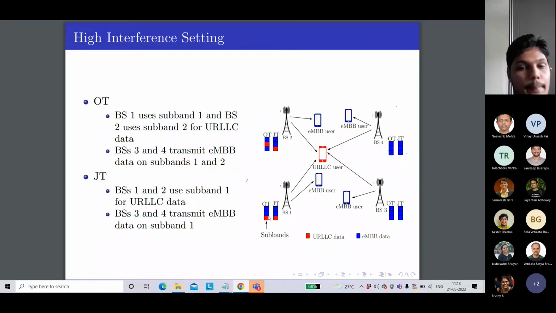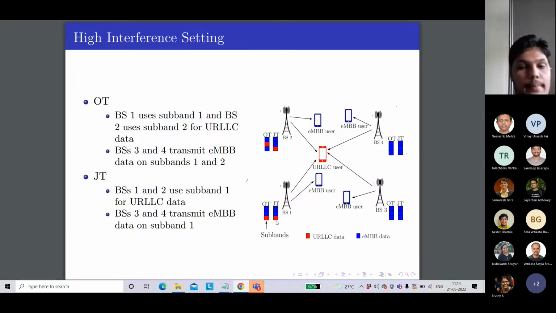We can see the packet from the first base station sees interference from all the remaining base stations, because they are transmitting eMBB data on that subband. Similarly, the packet from base station 2, which is transmitted on subband 2, will see interference from the remaining base stations. So this is the high interference setting.